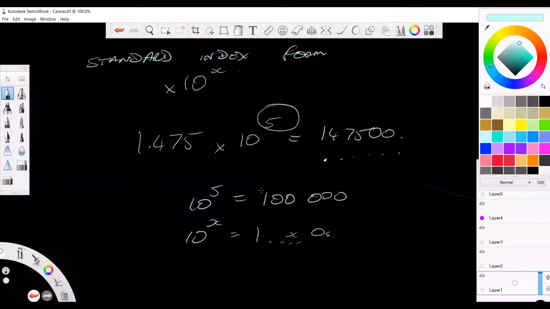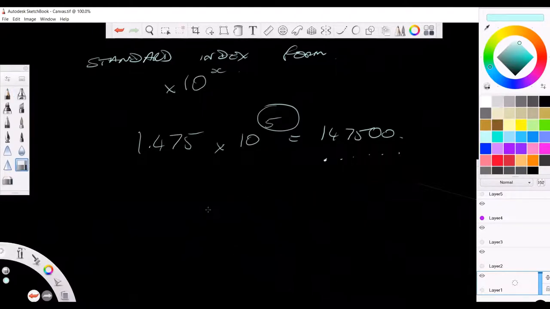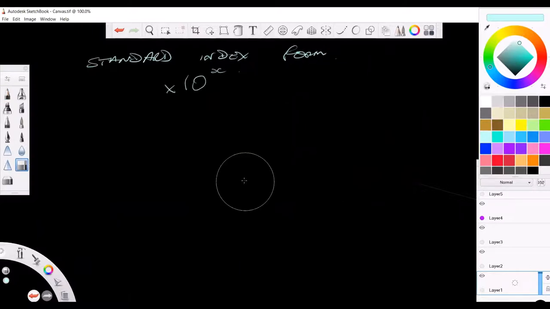And what it does, if we multiply by that, it shifts the whole value that many figures one way or another. Now, why is this so important? Well, it's so important because it's then easier to write very large or very small numbers without making errors. And this is most important in radio nav, by the way.